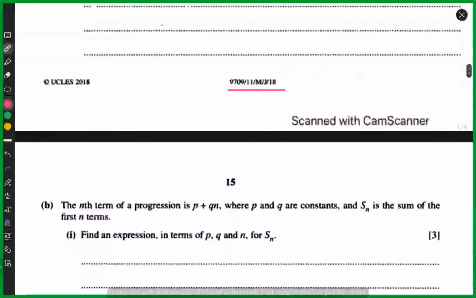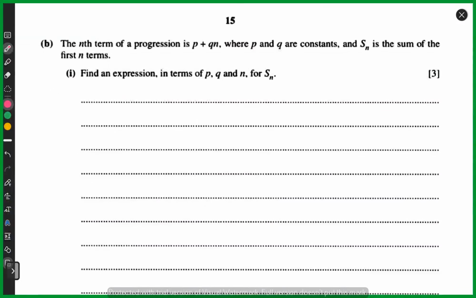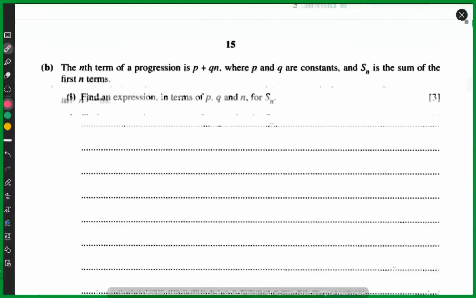Okay. Again, this is coming from the same question. The question says the nth term of a progression is P plus Qn. Now, if you guys notice, the examiner has not mentioned any specific progression, where P and Q are constants and Sn is the sum of the first n terms. Find an expression in terms of P, Q, and n for Sn. Okay. 1 minute. So I'll have to see.